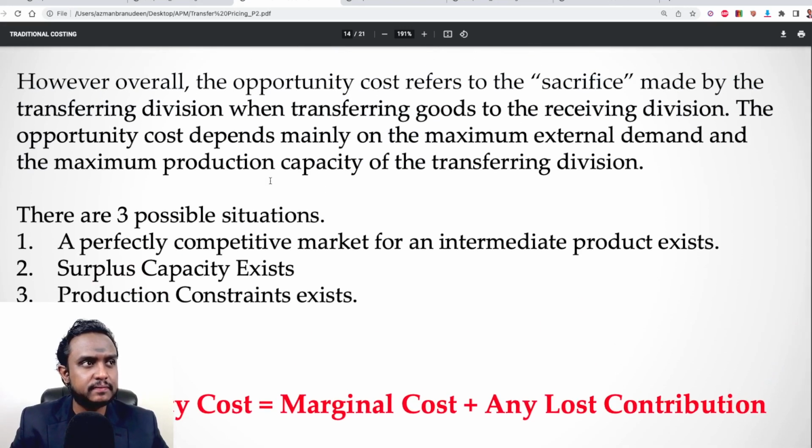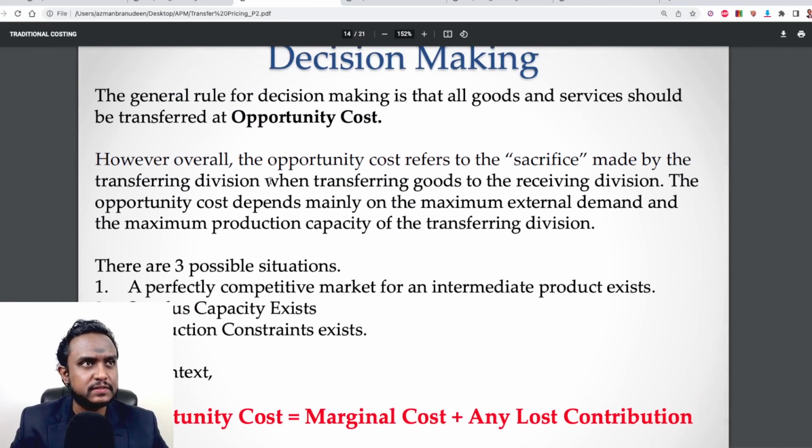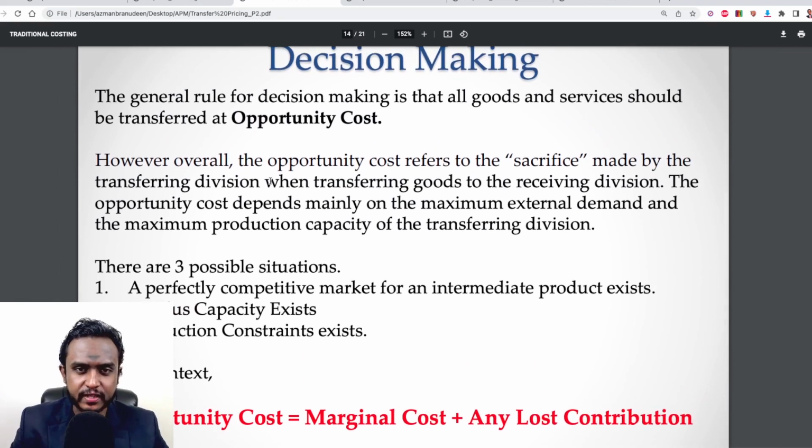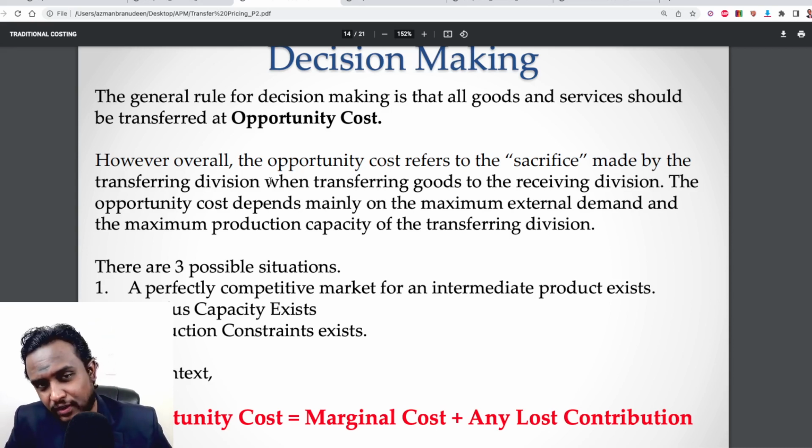The second rule is actually fairly straightforward. This is the second and the only rule when it comes to setting the transfer price: the transfer price is the total opportunity cost for the selling division. That is made up of the marginal cost, which is the minimum, the variable manufacturing cost, the directly attributable cost, plus any lost contribution. That's how it works.